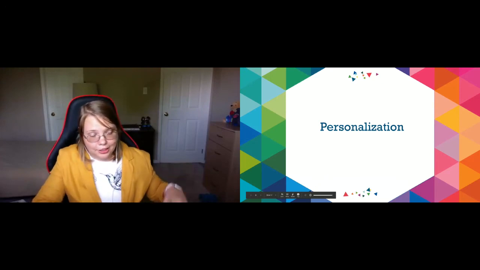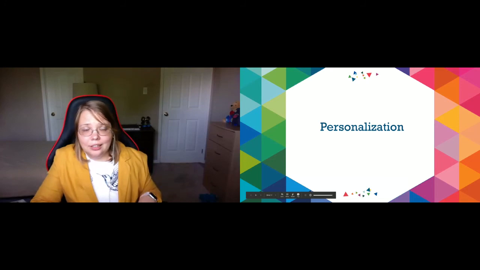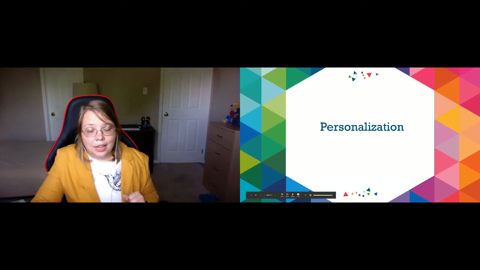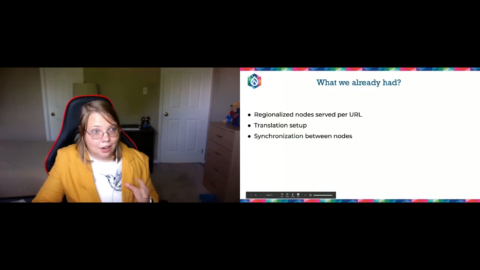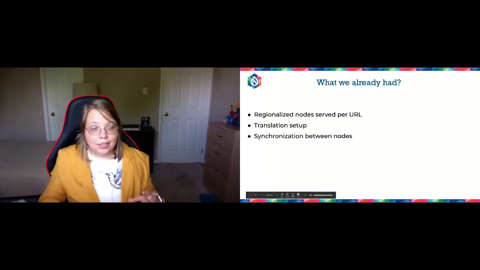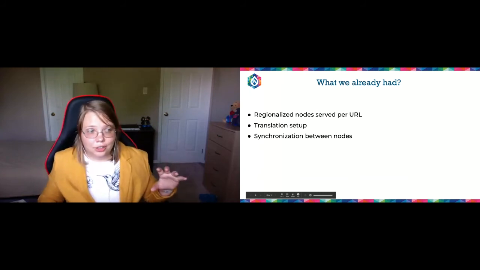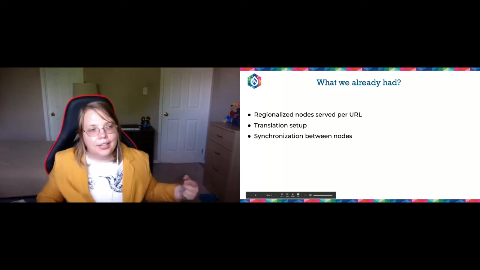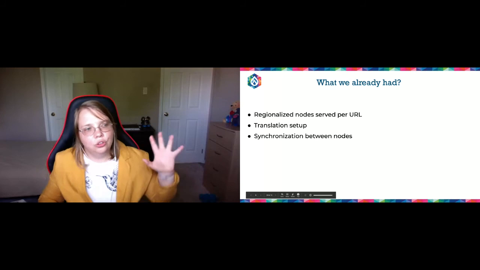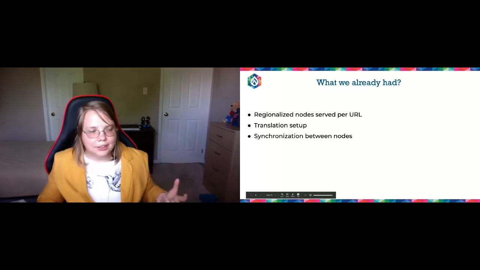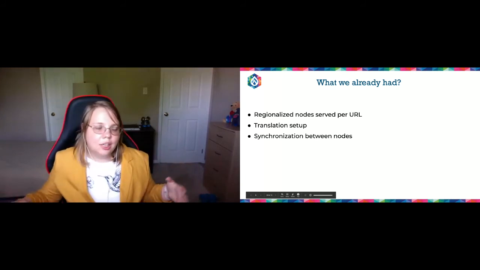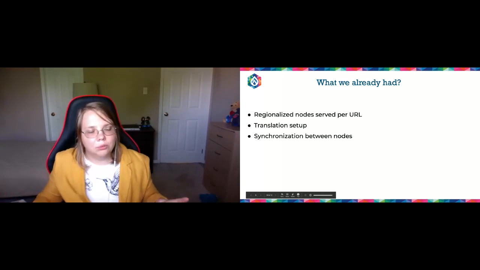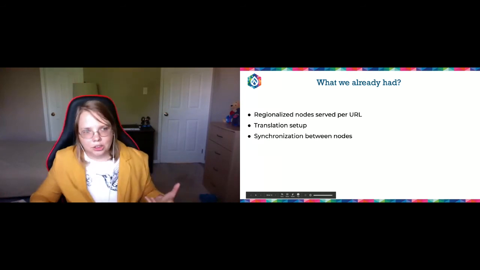We already had regionalization, and we had editorial experience. Now we are up to the third challenge, personalization. So let's recap. We were having regionalized nodes served per URL. All of the context was read through the URL, so we were very cached. We didn't have to recalculate any context. It was all served through the URL. We had translation set up with additional languages set up just through Drupal UI, no custom code required. We had synchronization between nodes.